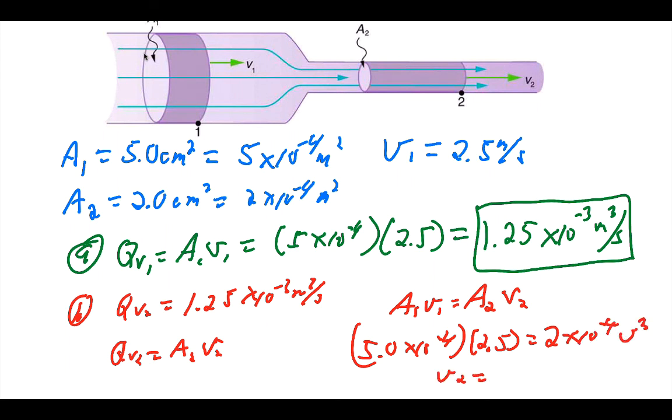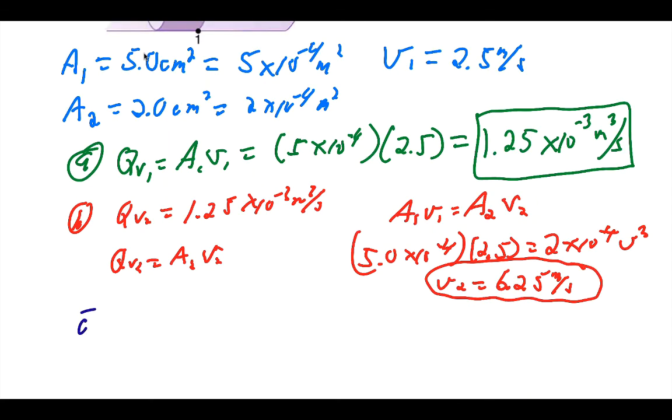And that gives me a velocity in the smaller pipe of 6.25 meters per second. And that makes sense. Since the pipe got smaller, the velocity got a lot faster. Finally, getting the mass flow rate, which is simply the density times the volume flow rate.